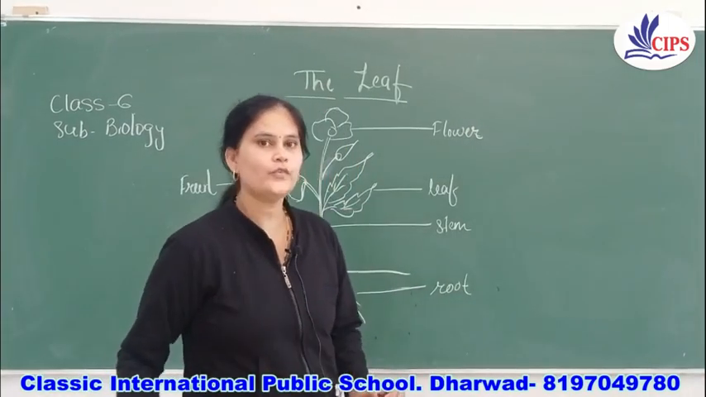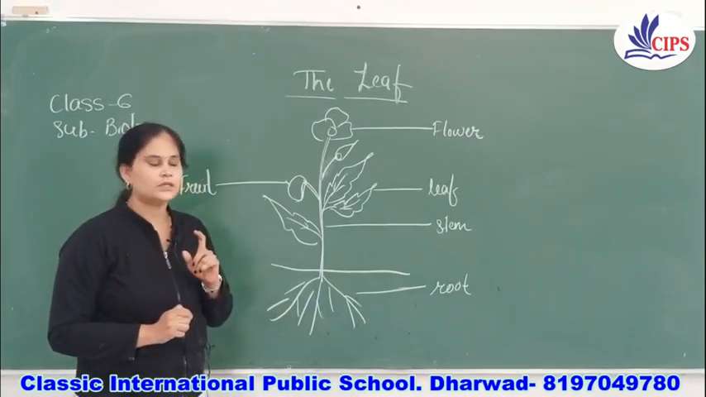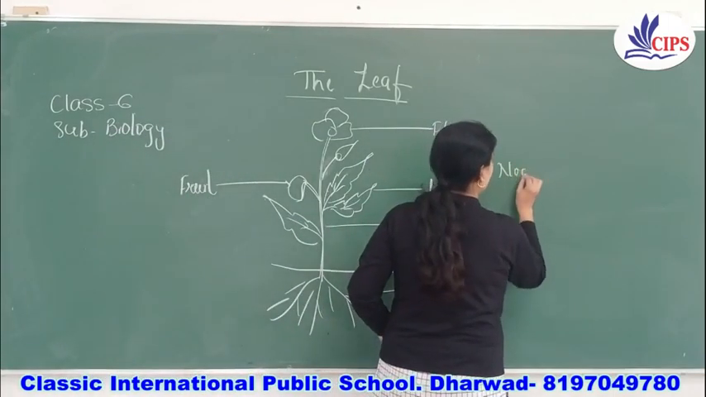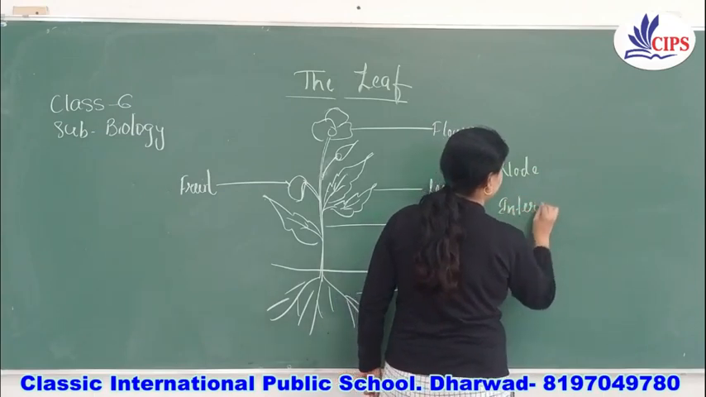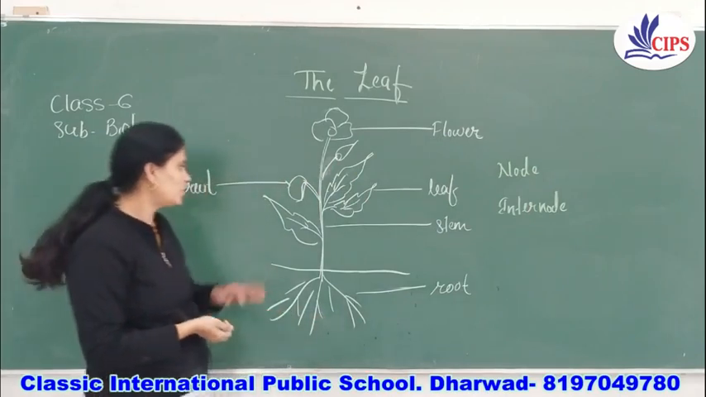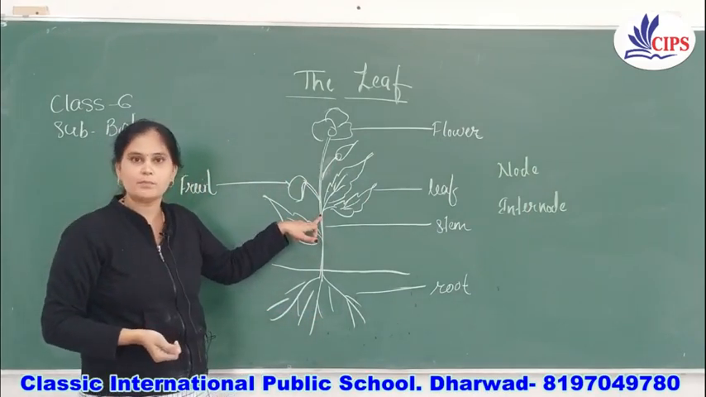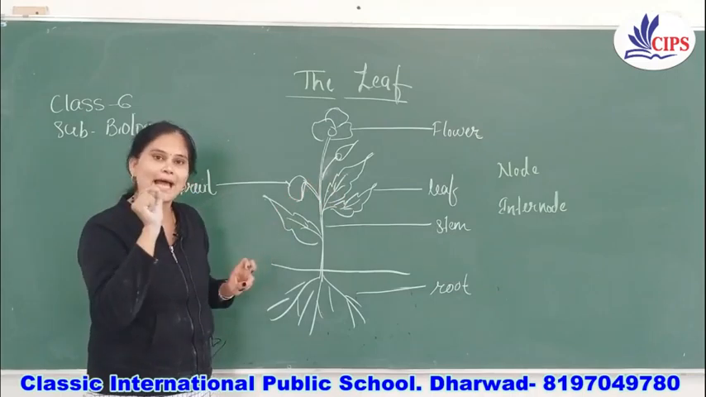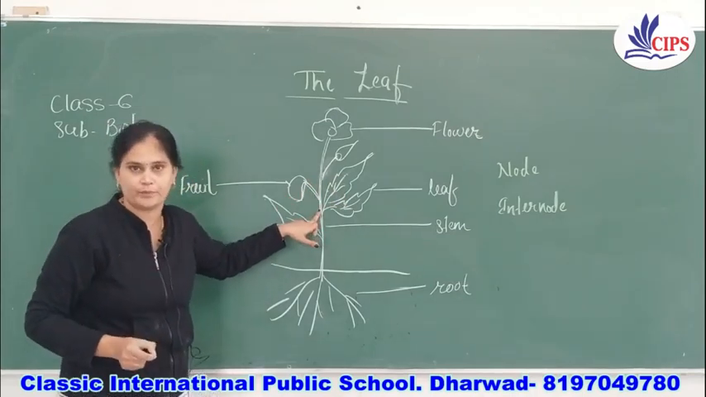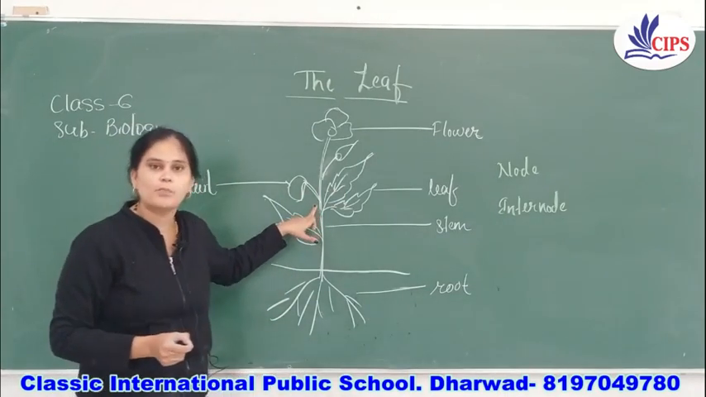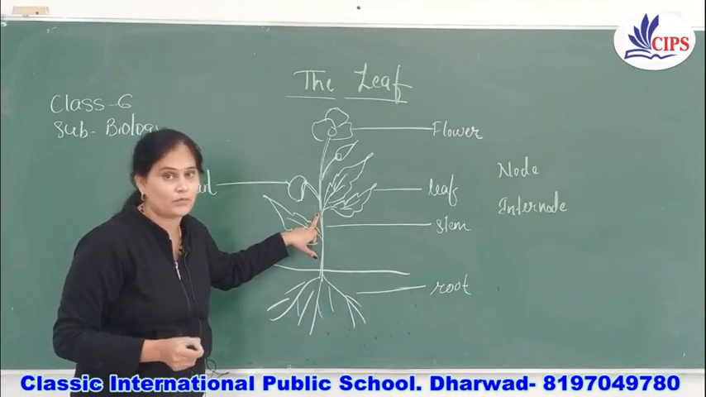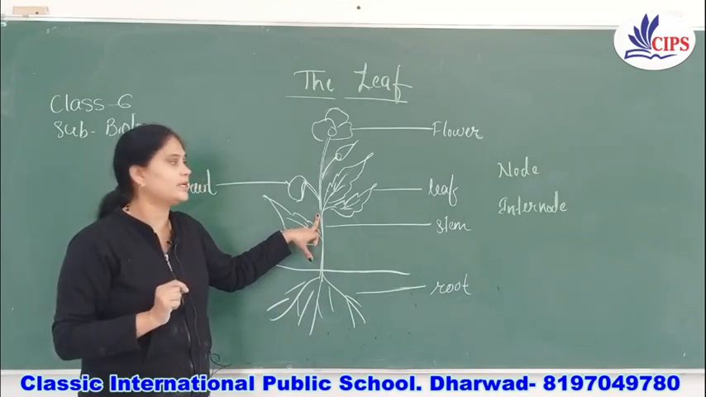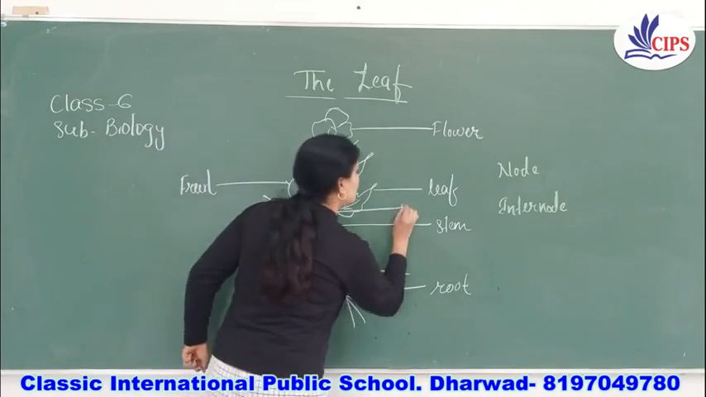Along with that, you need to know two terms. One is called node and the other is internode. What is node? Node is a point on the stem from where the leaf emerges or arises. That point of attachment is called node. So this is called node.